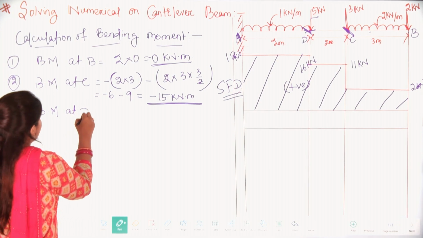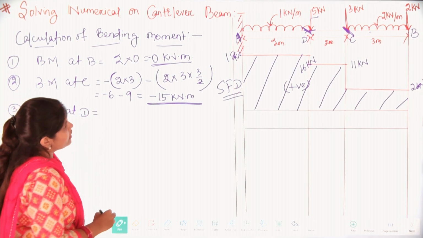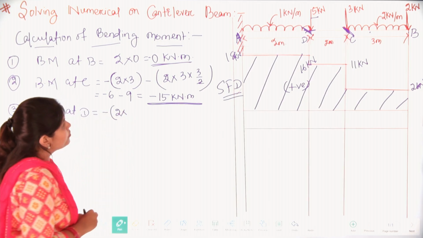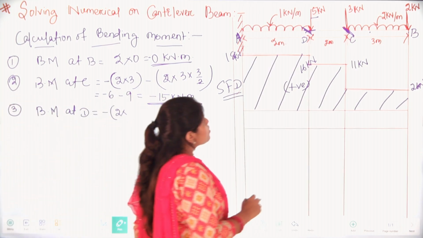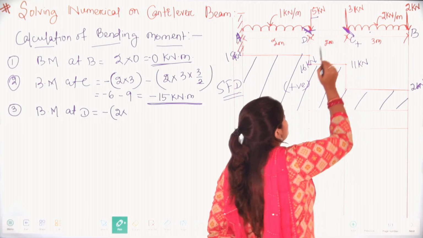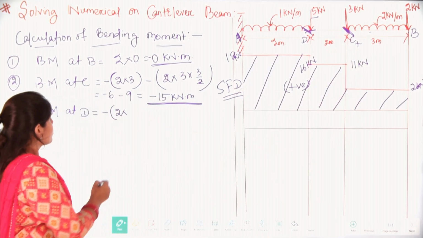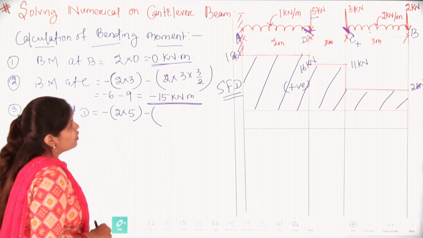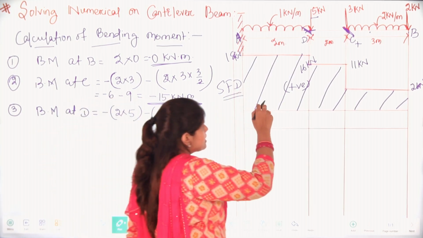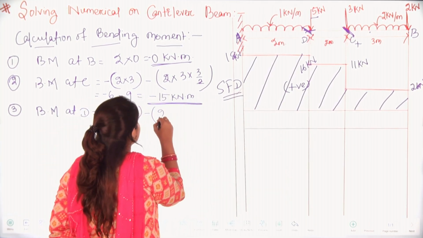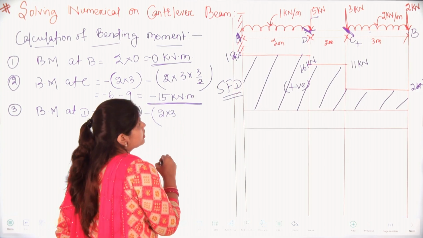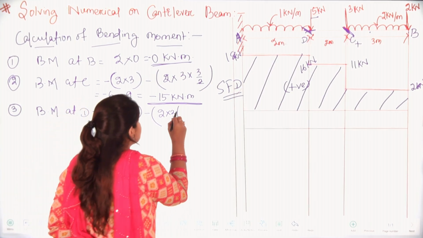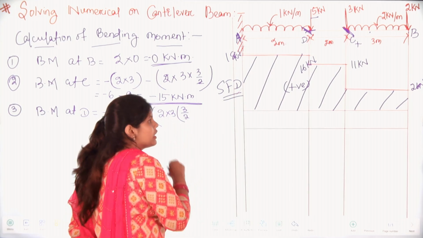Bending moment at D, that will be minus of 2 into what? The distance will be this 3 plus 2, that is 5, and minus. So here you can see the UDL we have will be 2 into 3, which will be multiplied with what? This 3 by 2.